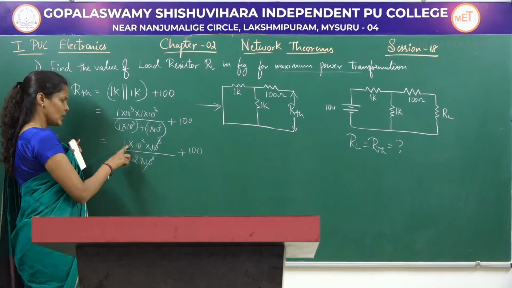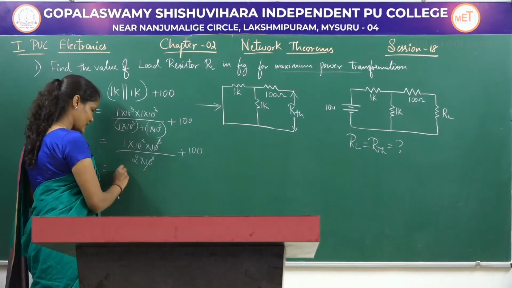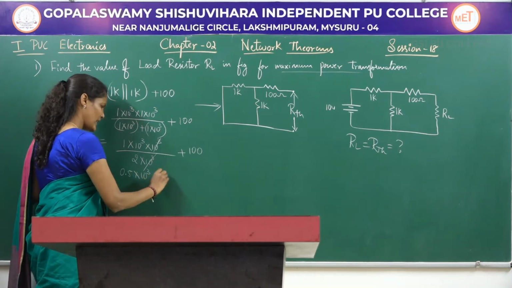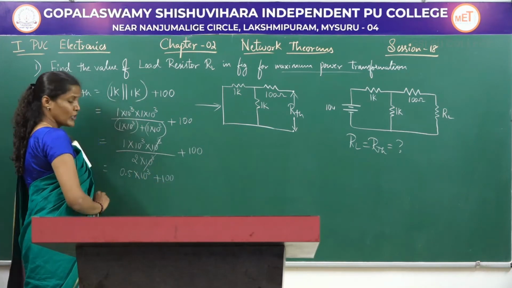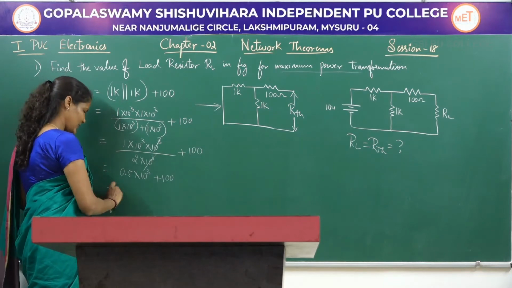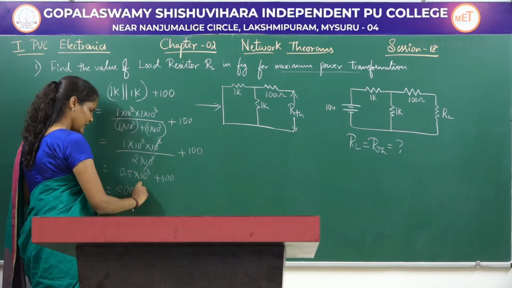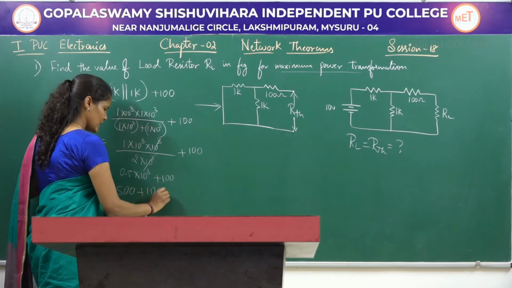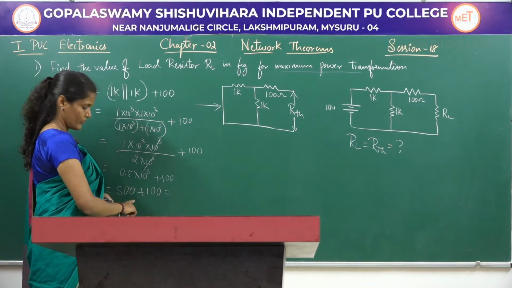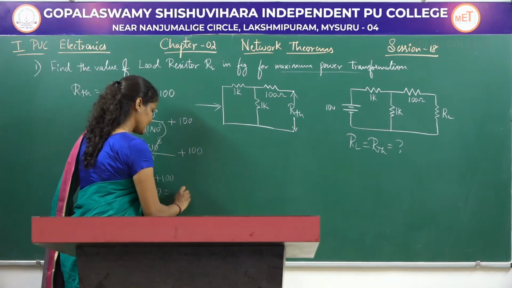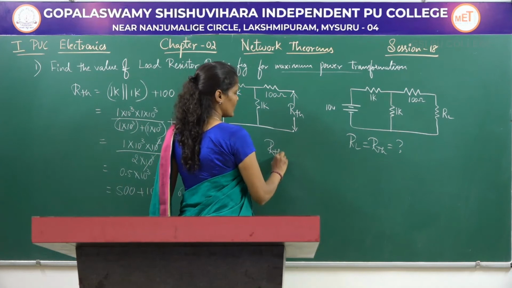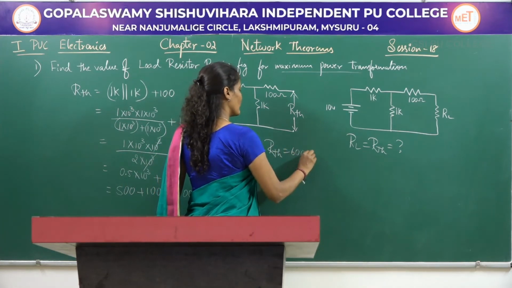So 1 divided by 2 gives me 0.5 into 10 to the power of 3, plus 100. But 0.5 into 10 to the power of 3 gives me 500, plus 100. So the total of these two values is 600 ohms. So R Thevenin is equal to 600 ohms.